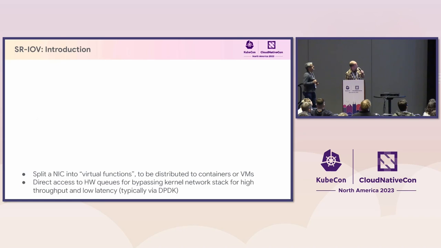Of course, the graphic does not render. Okay, I don't know why the graphic's not rendering, but it's basically just a NIC with some virtual functions. So SR-IOV has been used for years to help containers and virtual machines believe that they are experiencing the use of a single network card, and also allowing them to get direct access to the PCI bus so they can bypass kernel networking. Typically using DPDK to achieve high throughput, low latency requirements.